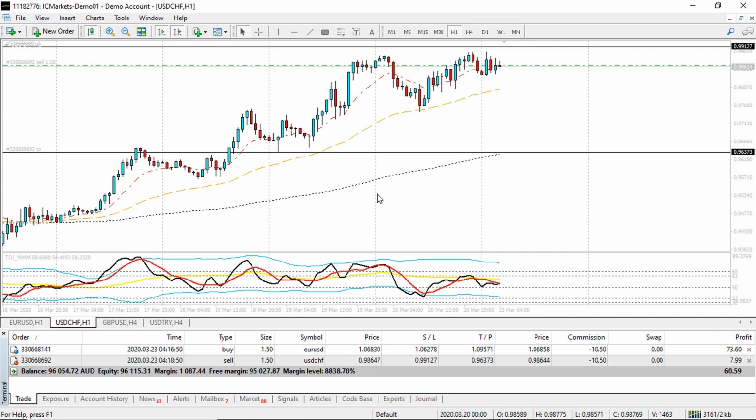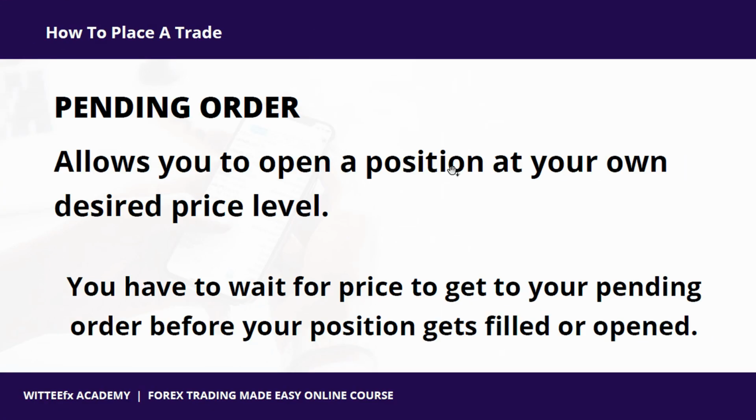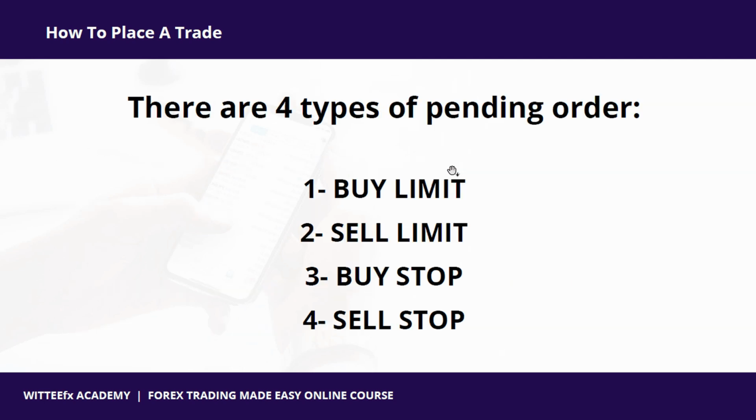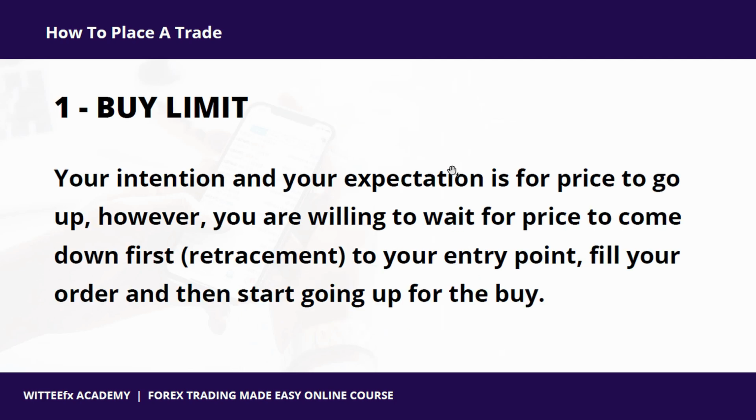So let's look at the other type of way to place a trade. Now to pending order. A pending order allows you to open a position at your own desired price level. What this means is you have to wait for price to get to your pending order before your position gets filled or opened. There are four types of pending order: the buy limit, the sell limit, the buy stop, and the sell stop. So for buy limit, your intention and your expectation is for price to go up.